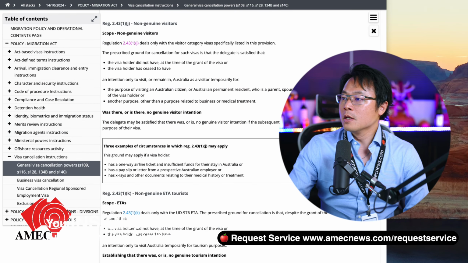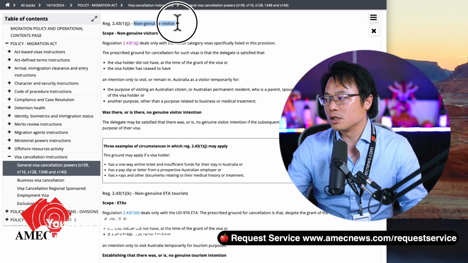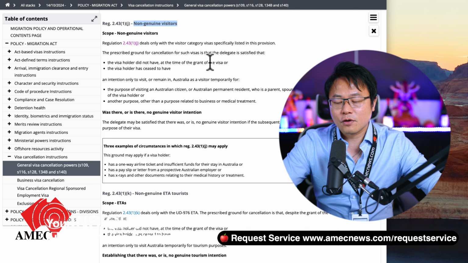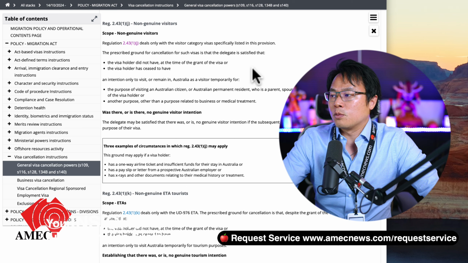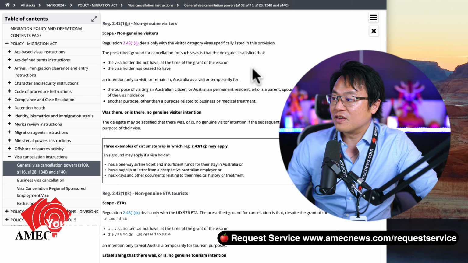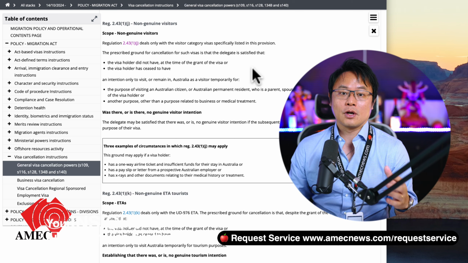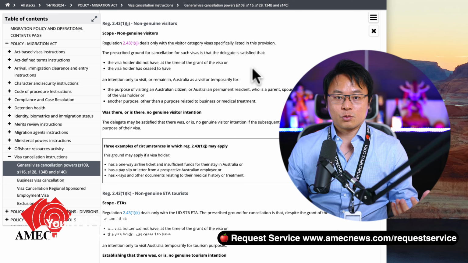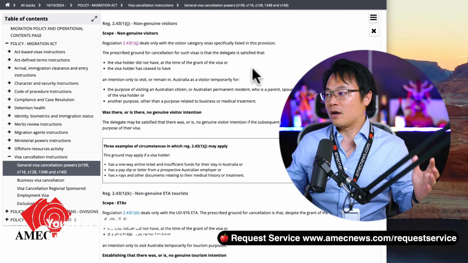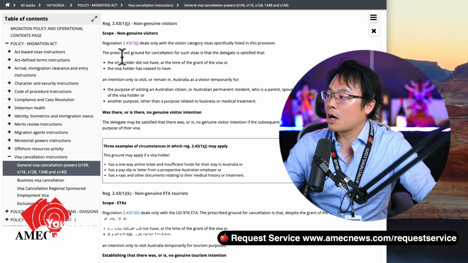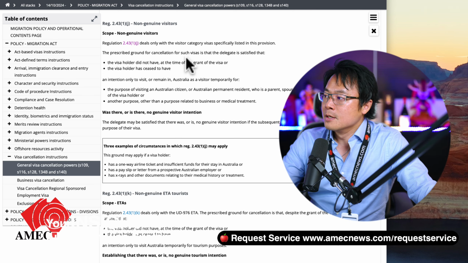So this is under regulation 2.43, which talks about the non-genuine visitor. Now it's actually very hard and very boring to read. It's within the provisions to cancel a visa, so it doesn't show. If you search on the immigration website for the visitor visa or subclass 600, 651 or 601, it will not show there. But this policy is actually under the checklist or booklet for all the immigration case officers.